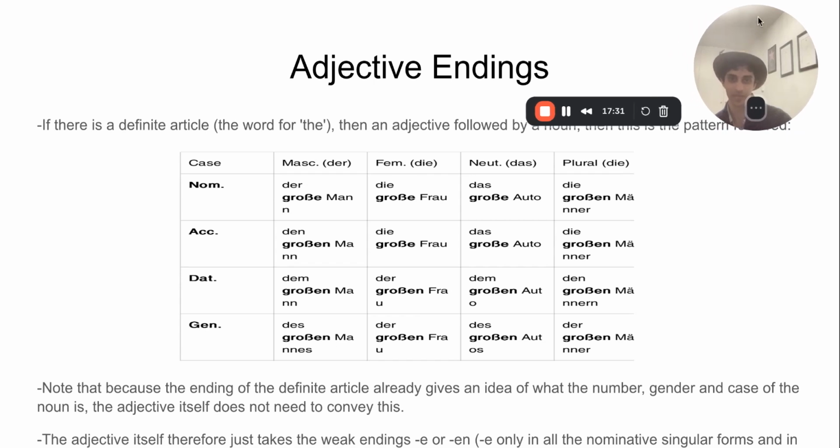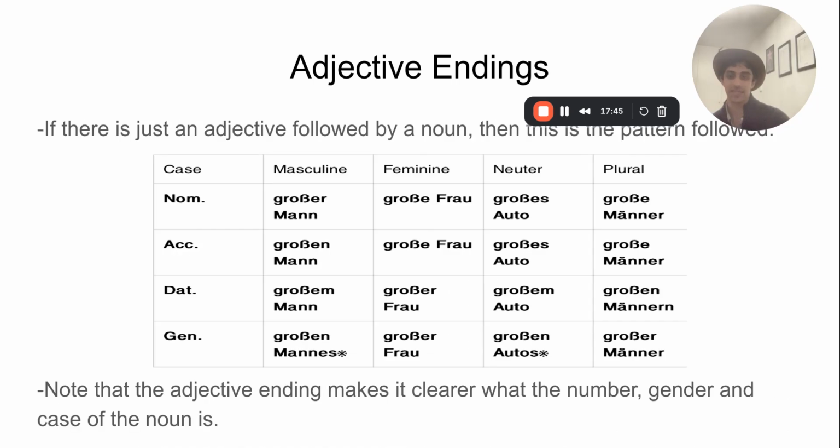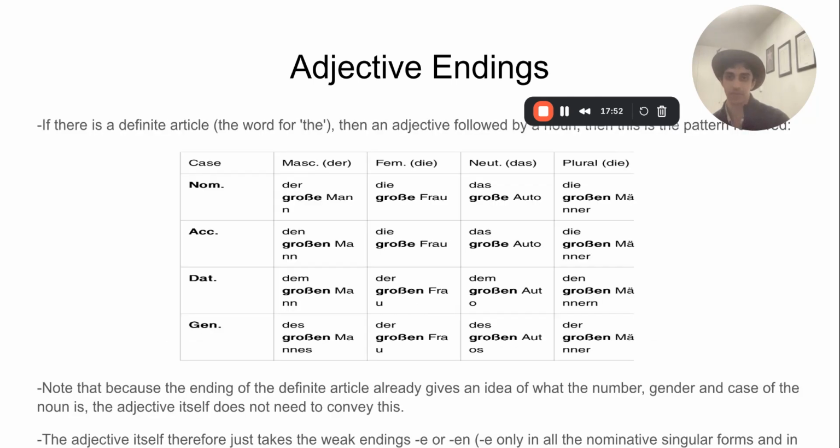Okay, this is where things perhaps might seem to get a bit more complicated, but again, I will try and simplify it as much as possible. So the first table that we looked at here is when there is just an adjective followed by a noun. So no third word in the beginning. Now we're looking at a slightly different table, which is when the word for the comes first, then an adjective, and then a noun. So that has a slightly different pattern.